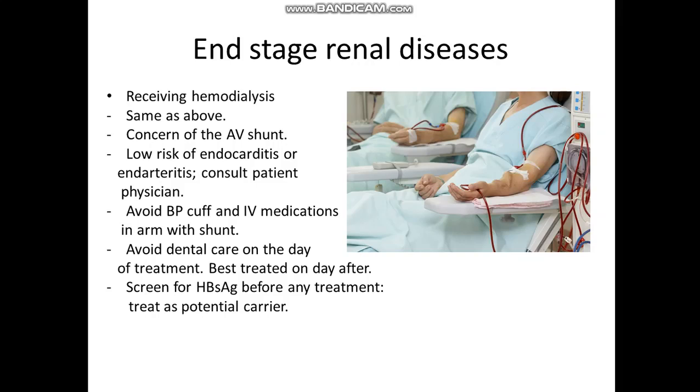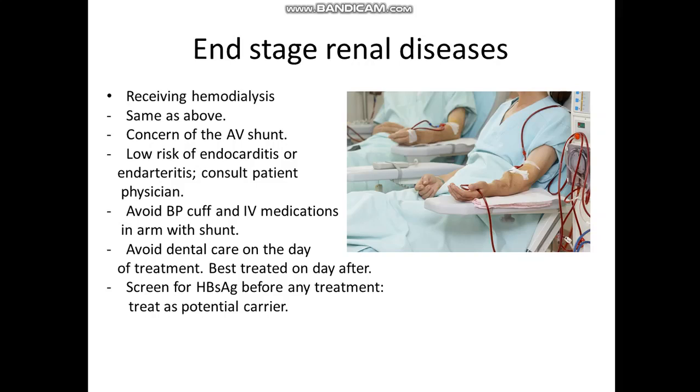Also, the patient is plugged into a machine, and this machine is used by many patients. So the possibility of transmission of hepatitis B is very high. Here we have to screen for hepatitis surface antigen before any treatment. That means any patient undergoing hemodialysis, we have to screen for hepatitis surface antigen, in order to avoid transmission of the disease from the patient to the dentist. Because as we know, hepatitis, particularly type B, is highly contagious and might be contracted from the patient by the dentist. For this reason, screening for hepatitis surface antigen is very important.